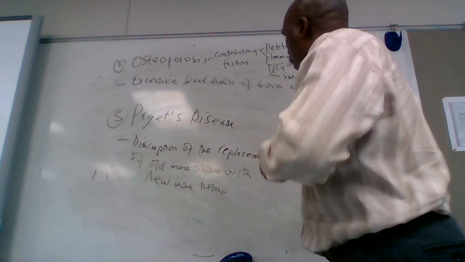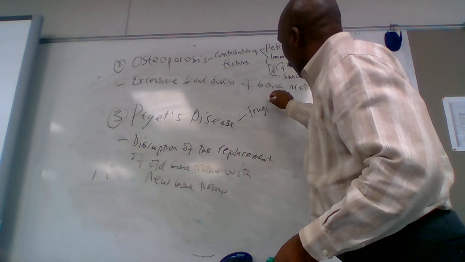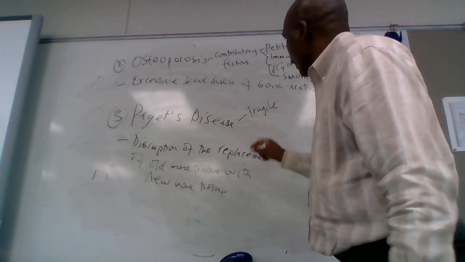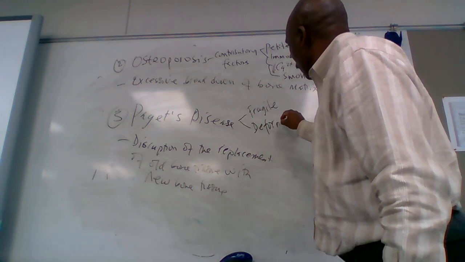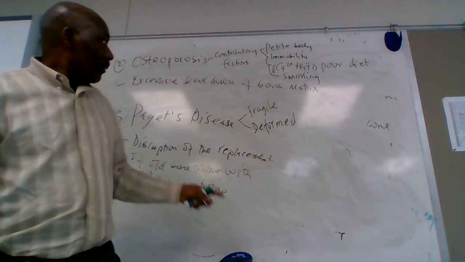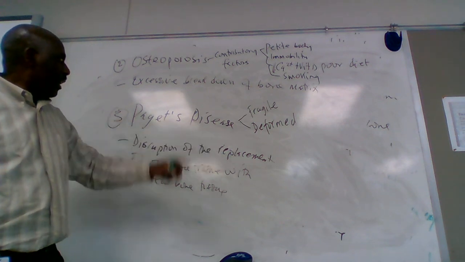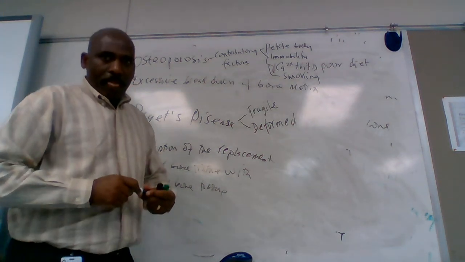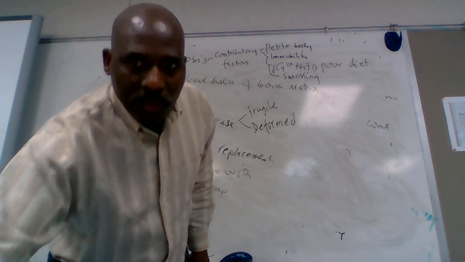So this will lead to what? Your bones are fragile, which means that they can break or fracture very easily. And your bones are deformed, so they do not have the normal shape. Those are the characteristics of Paget's disease. Okay, so that's the end of our lecture on bones. Thank you very much.